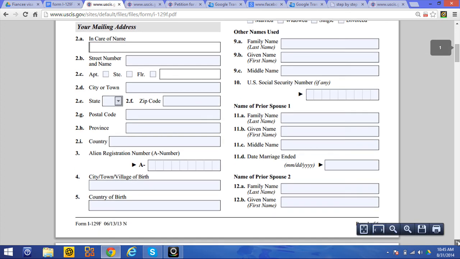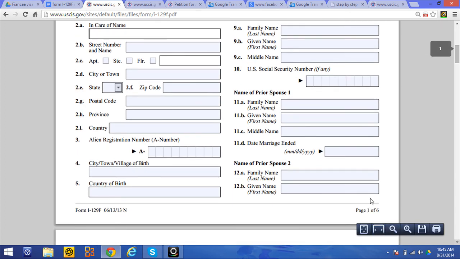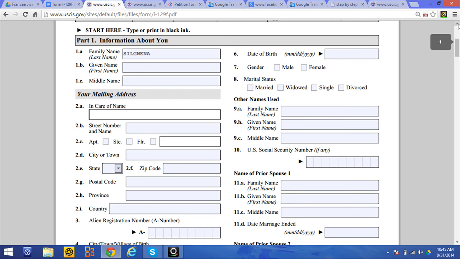Now, questions 4 and 5, city of birth, country of birth. Nothing to explain here. You just put them. Date of birth, gender.